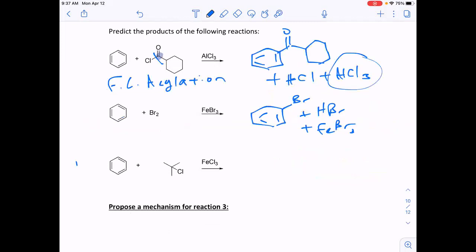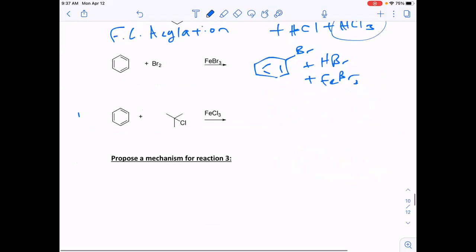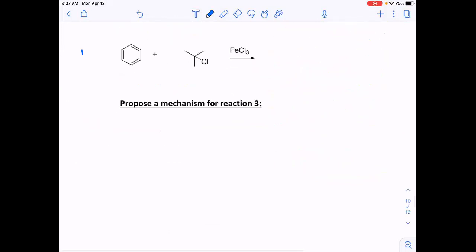All right. Now, the last problem, we haven't done the mechanism for that, so we're going to do that now. This is what we call a Friedel-Crafts alkylation. That means that I'm adding an alkyl group to the ring, and the alkyl group again is the electrophile because we're doing electrophilic aromatic substitution, meaning I'm adding an electrophile to the ring and substituting one of the hydrogens on the ring, right?